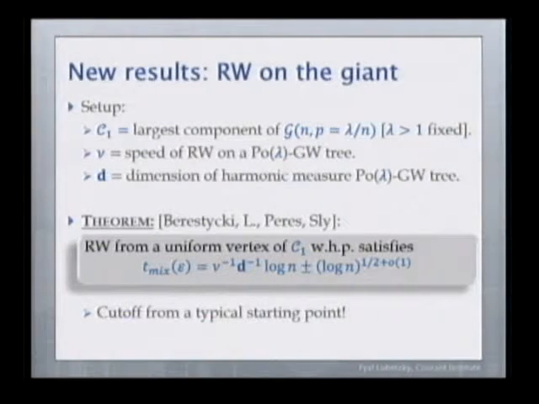It looks essentially the same. I have 1 over nu for the speed of random walk, instead of on a D regular tree, it's now on a Poisson lambda Galton-Watson tree. So this is 1 over nu. I have something that looks like this, 1 over log of D minus 1. Bear with me for a second. I'm not going to say what that something is.